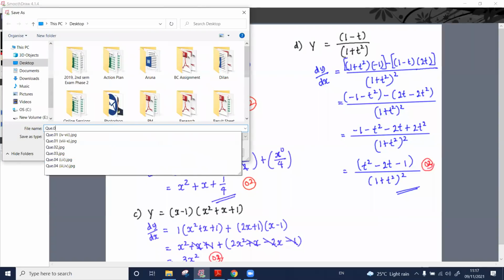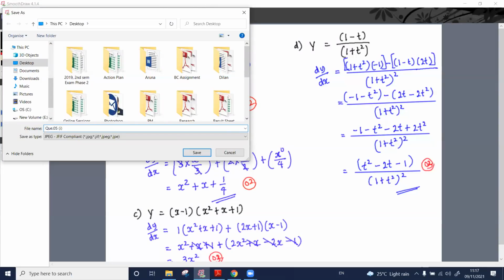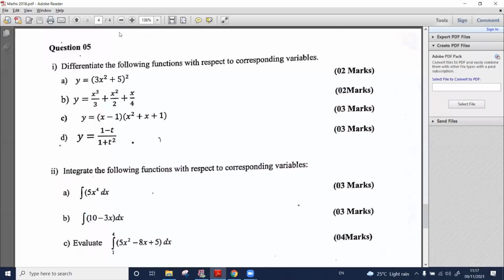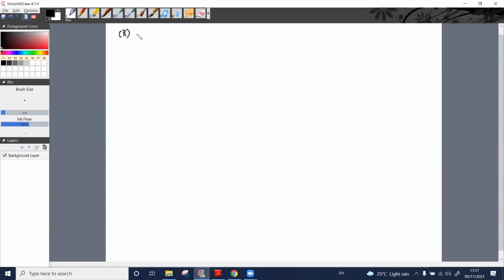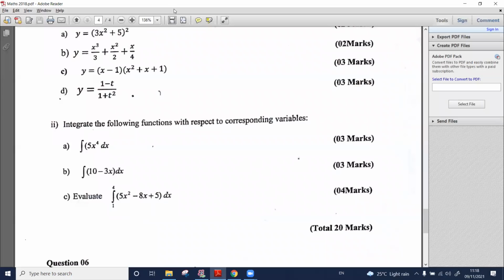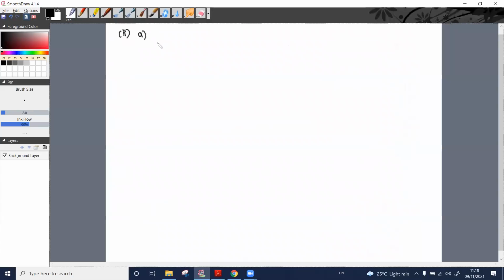This is question number 5, part 1. We'll quickly do part 2 as well. Part 2a. 5x to the power 4. We need to integrate this given function. So how can we do it?